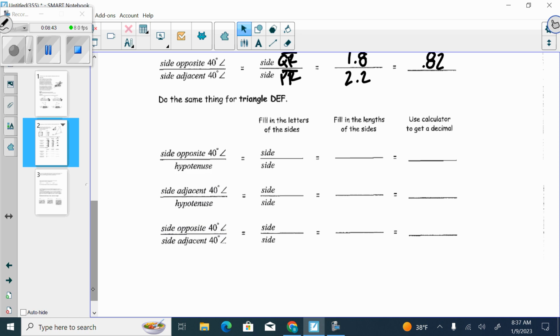So for triangle DEF, what's the opposite side from the 40-degree angle? Good. And what's the hypotenuse? DE. Good. All right, what did we say the length of EF was? Good. And DE? Nice. And the ratio 4.2 divided by 6.5 is going to give us, good.